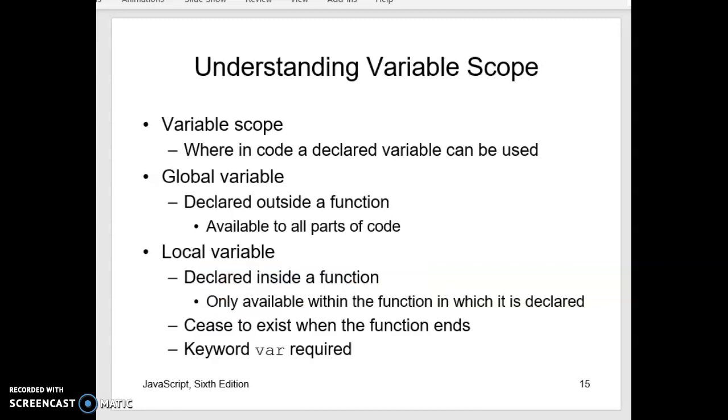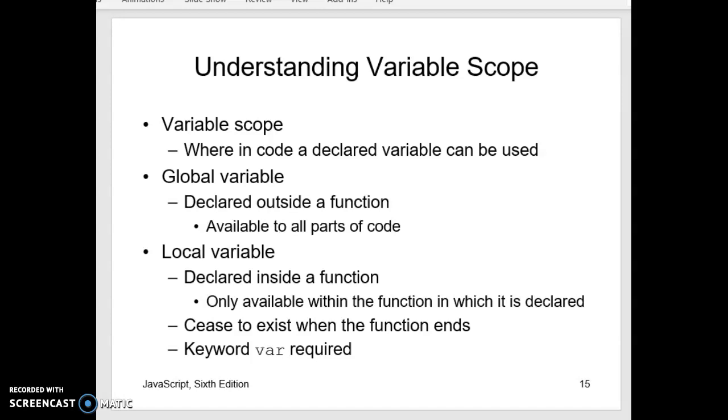The variables that are used within a function are called local variables if they are declared inside a function. If you use the keyword var, which is required, then those variables exist as soon as the function starts, as soon as they're declared, and they cease to exist once they hit that last little curly brace. That is different than global variables. Global variables are available to all parts of the code and declared outside of a function.